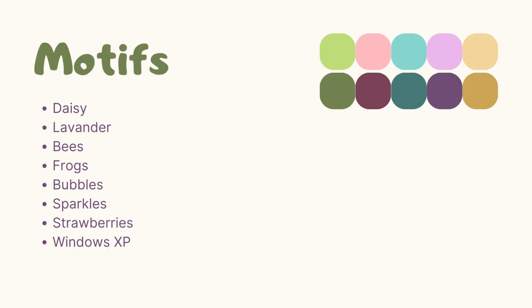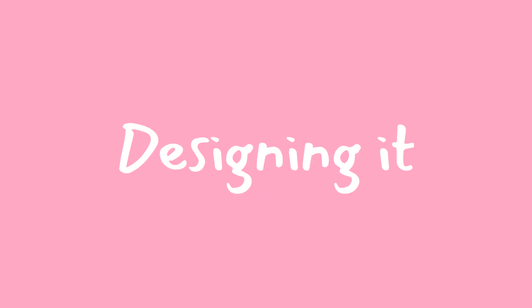After having all these images laid out, I like to write down the motifs I'm going to use for the aesthetic I'm going for. I'm going for a more naturey, pastel vibe, so I wrote some things I'm planning on using. Now let's leave the planning stage and start actually designing it.